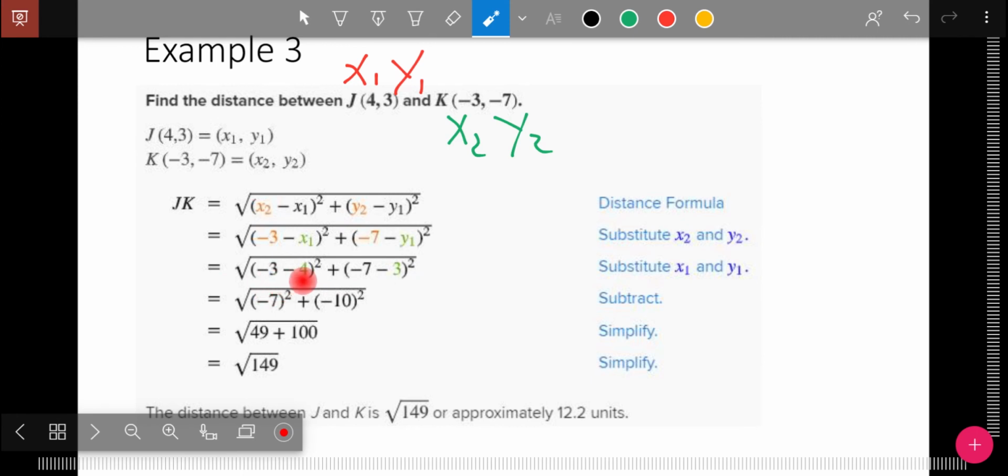Negative 3 minus 4 is negative 7. Negative 7 minus 3 is negative 10. When you square them, negative 7 squared, a negative times a negative is a positive, so it just ends up being positive 49. Negative 10 squared, a negative times a negative is positive, so it just ends up being positive 100. You end up getting the answer of square root of 149. Do that in a calculator, and my answer ends up being 12.2. Now on the test, the book might leave it in square root form, multiple choice, or they might put it into use the calculator, 12.2.